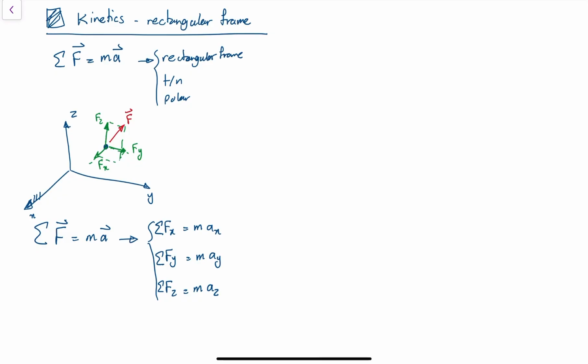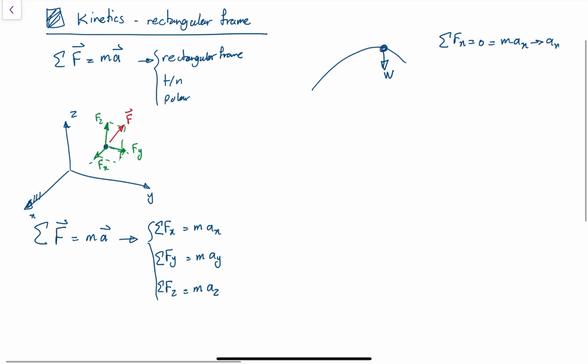For instance, a good use case for this situation is, again, projectile motion, because the only force acting on the system is gravity. It is always in the same direction. You can write the three equations. Sum of forces along x is 0. From here you can get ax equals 0.